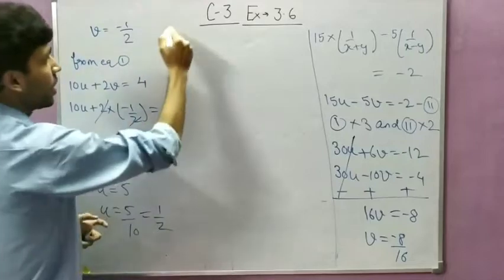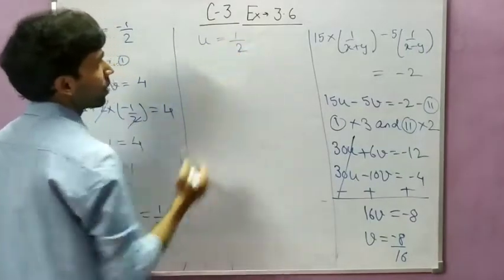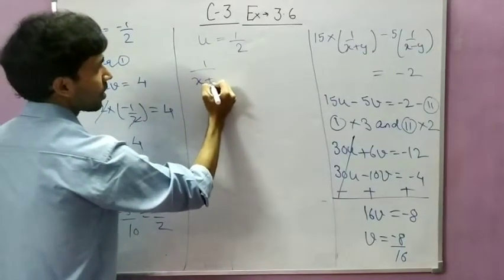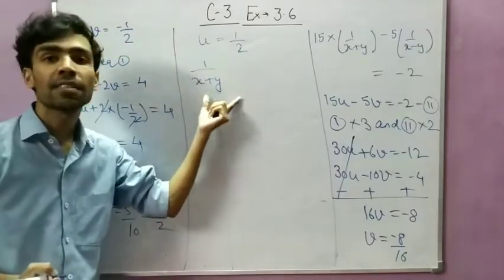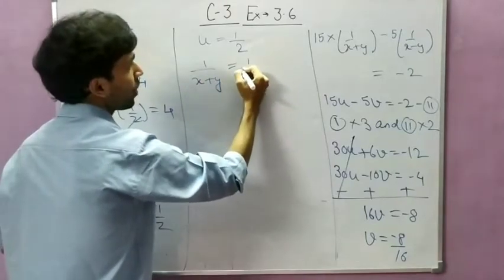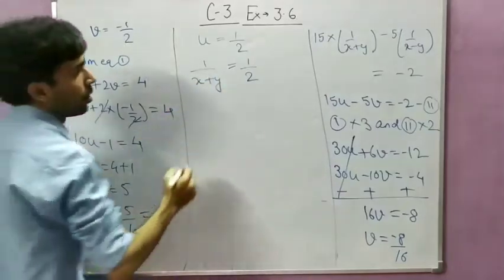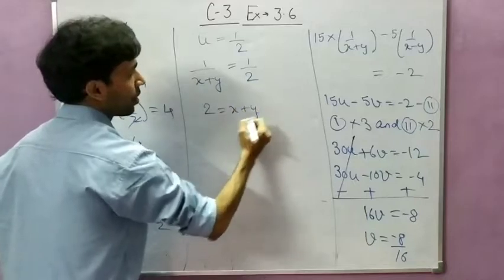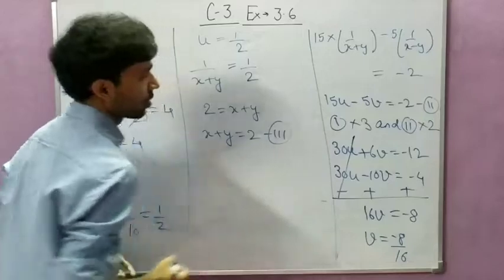Now students, see one thing. u equal to how much comes? 1 by 2. But the value of u was 1 upon x plus y, because we have assumed that u equal to 1 by x plus y. So I can put in place of u. So u equal to 1 by x plus y equal to 1 by 2. Now cross multiply it. So what you will get? 2 equal to x plus y. So x plus y equal to 2. This is our equation number 3.